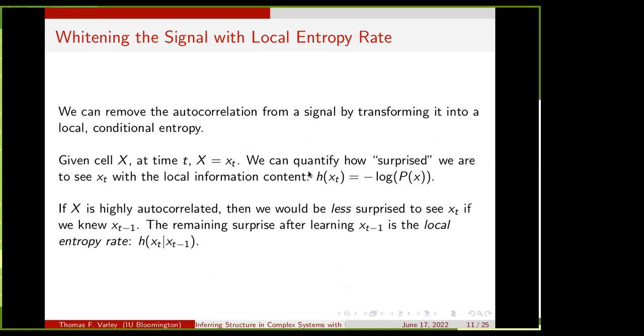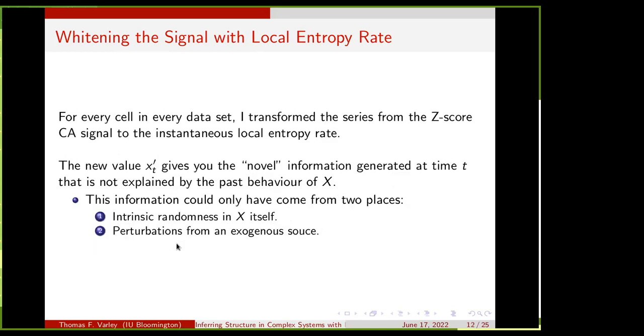Okay, if x is highly autocorrelated, we would be less surprised to see a particular state at time t if we knew what the state was at time t minus 1. The remaining surprise after accounting for the prior state is the local entropy rate. Okay, so it's the entropy of the state at time t conditioned on the state at time t minus 1. And so for every cell and every data set, I transformed the series from the z-scored global signal regressed calcium signal to this instantaneous local entropy rate. So all the time series are now in nats. That's the unit that they're in now.